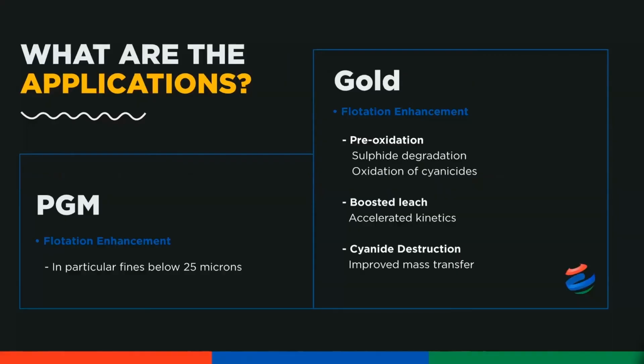So how can this fascinating technology of the Mach reactor be effectively applied to mineral processing? Well, there are two applications that have emerged as hot favorites, one being that of flotation enhancement in PGM concentrators in South Africa, in particular, more effective flotation of valuable fines. And the other being that of pre-oxidation and boosted leaching in a gold application, as well as improved mass transfer for cyanide destruction processes.